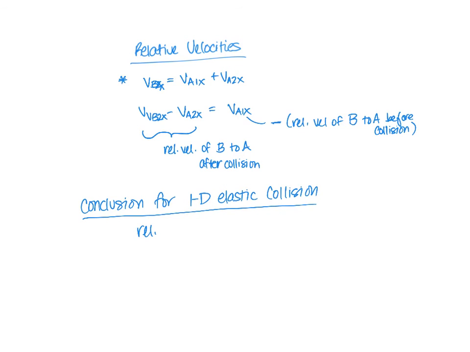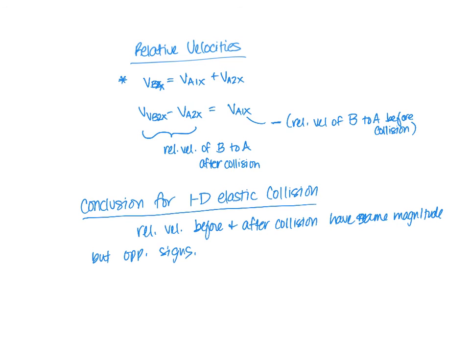Our conclusion is that the relative velocity before and after the collision have the same magnitude but opposite signs. So we can rewrite this as VB2x minus VA2x is equal to minus (VB1x minus VA1x).